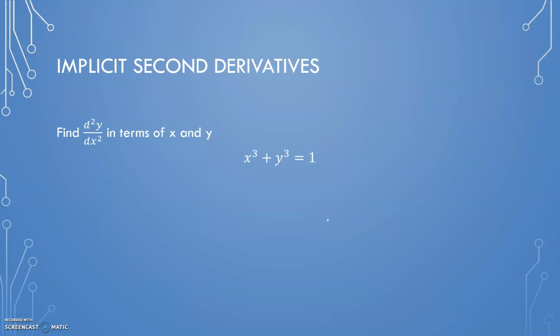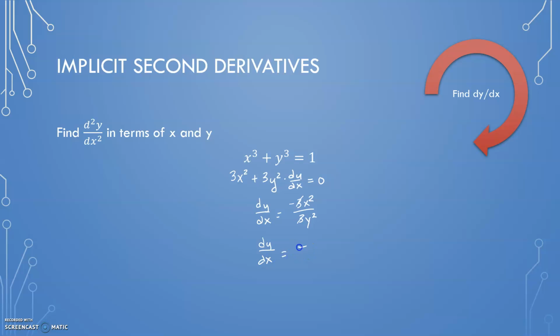The other time that things get a little bit weird is if you're taking second derivatives implicitly. What you do when you're doing second derivatives implicitly is the first thing you do is do the first derivative implicitly. So we're going to do 3x squared plus 3y squared times dy dx equals 0. We're going to solve for dy dx. And I strongly recommend simplifying as much as you can. So we're going to take these 3's and cancel them and get 1 because they divide. And so we have negative x squared over y squared.